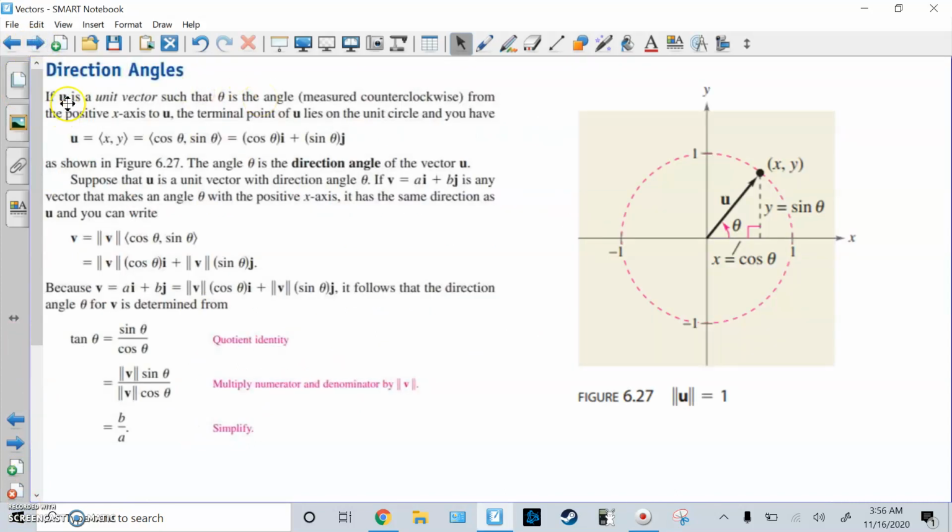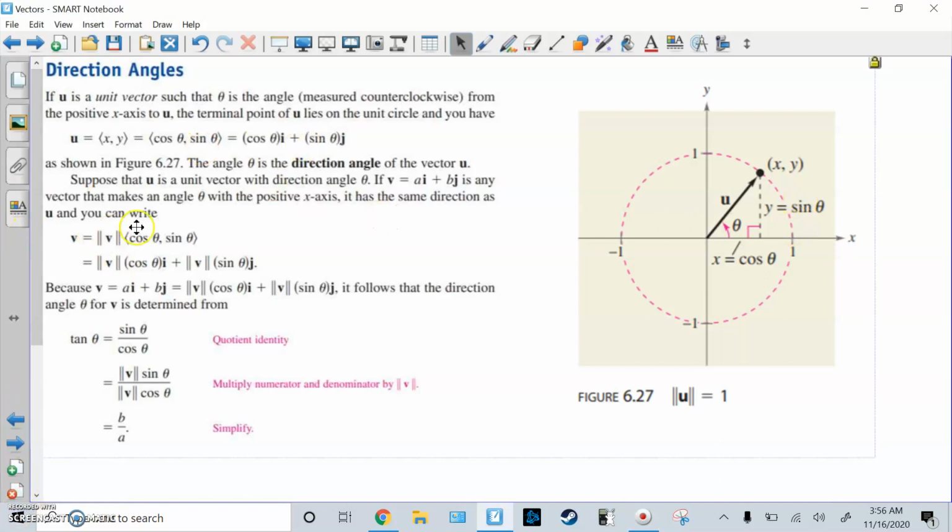All right, direction angles. If you use a unit vector and theta is the angle measured clockwise, you can say vector u in component form xy is cosine of theta, sine of theta. This reminds you of the unit circle. The x part is cosine of this angle, the y part is the sine of that angle. And you can also change it into vector form using the linear combination: the x part with the i vector, and then the y part, sine theta, with the j unit vector.